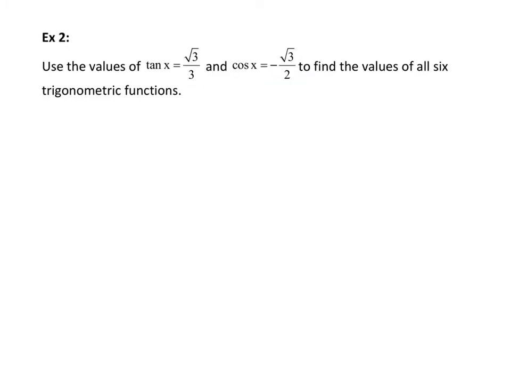Next example. All right, use the values of tangent. Here I have tangent, opposite over adjacent, and cosine, which is adjacent over hypotenuse. To find the values of the 6 trig functions. Okay, hypotenuse is positive, always. So in this case, adjacent must be negative. And if adjacent's negative, in this case, opposite must be negative as well. So in what quadrant are both opposite and adjacent negative? That would be quadrant 3.